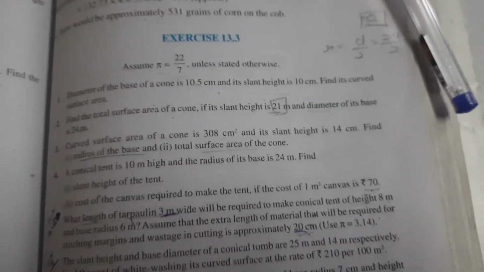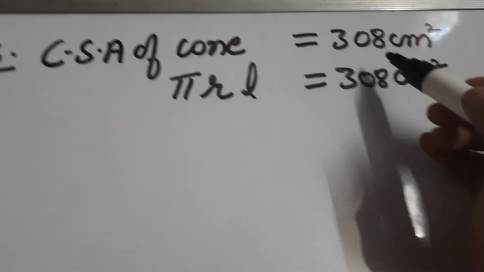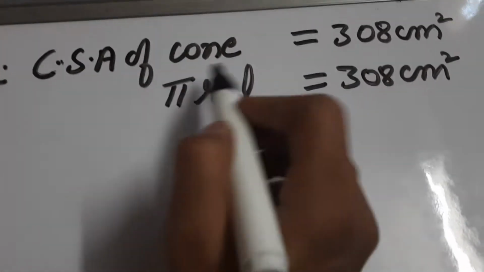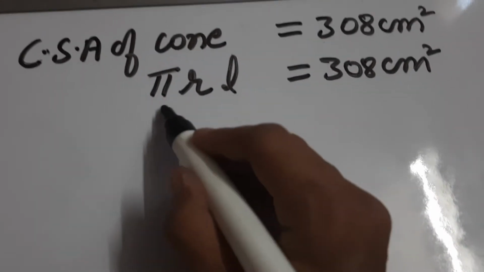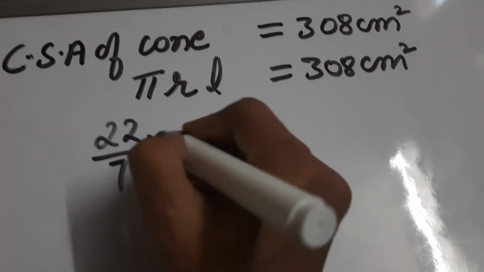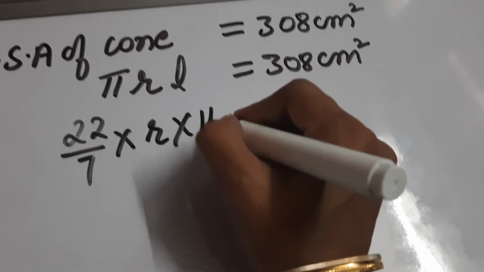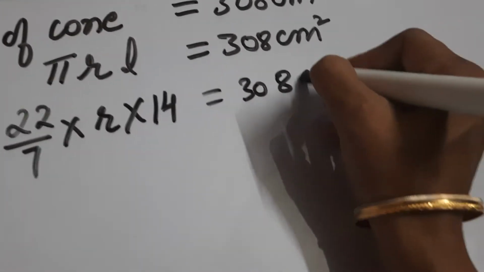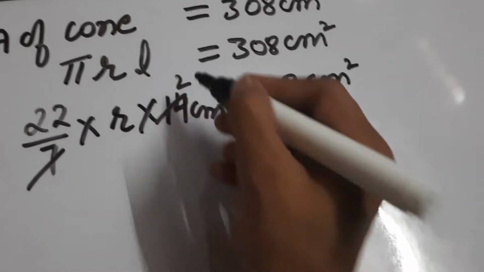So let us see. Because curved surface area of cone is given to us as 308 centimeter square, we'll write pi r L. We'll start from the given part. Given curved surface area, so we'll apply the curved surface area formula. Pi r L is equal to 308. So let us put the values. Pi into r, which we have to find out in the first part, and slant height in the question is given to us as 14 centimeter. 308 centimeter square. So 7 twos are 14.